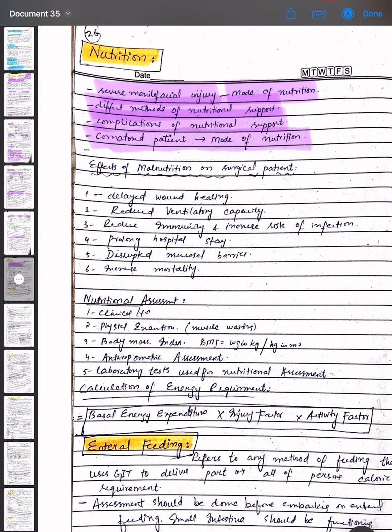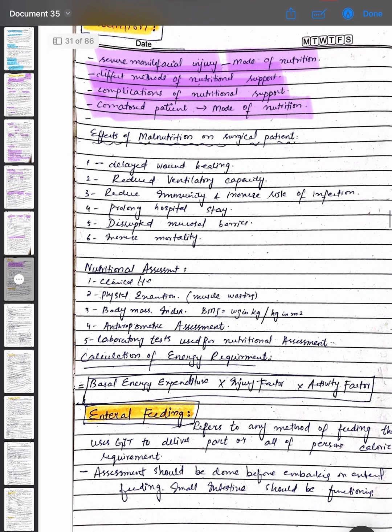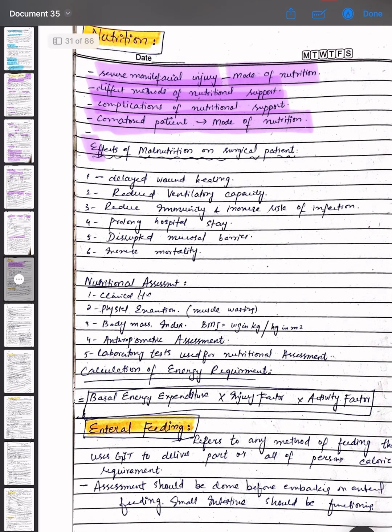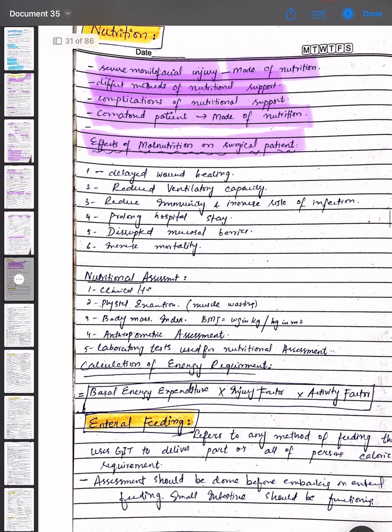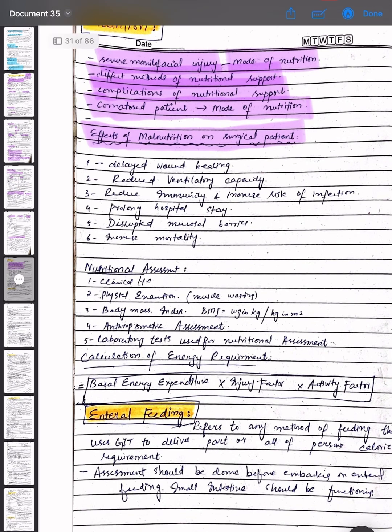So starting from the effects of malnutrition on the surgical patient. First of all, it will delay wound healing, then it will reduce ventilatory capacity, then it will reduce immunity and increase the risk of infection, then it will prolong hospital stay, it will disrupt the mucosal barrier and it will cause increased mortality.